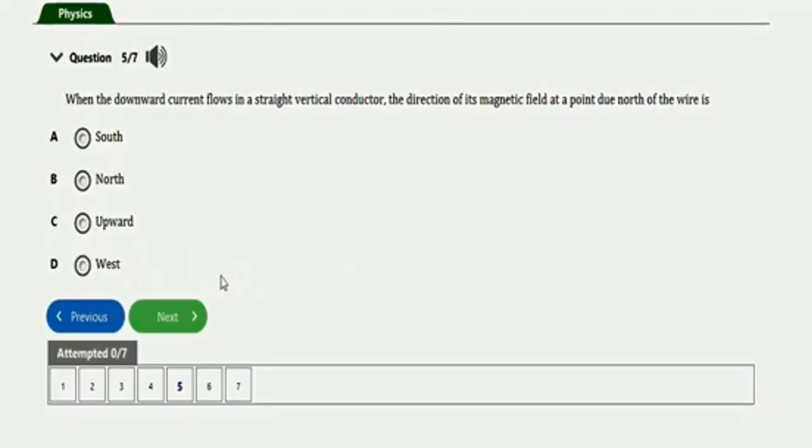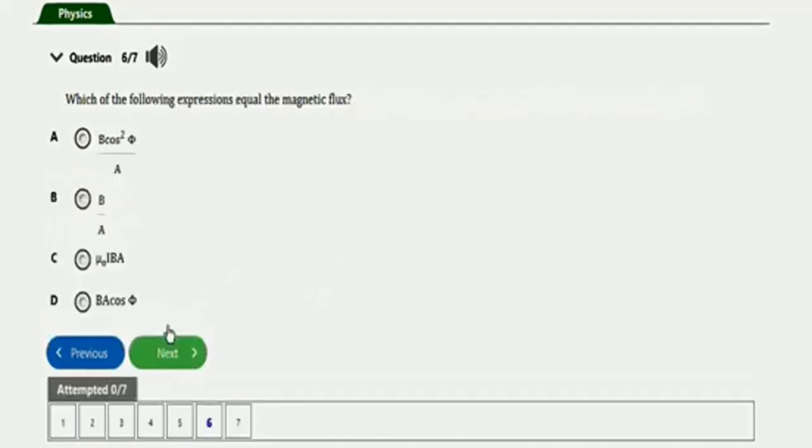The last question before I end this video will be this one. It says, which of the following expressions equal the magnetic flux? Now guys, pay attention to this particular question. Okay, so the right expression that equals a magnetic flux is this option D. Very important, guys, for this question. Okay, it will save you a lot.